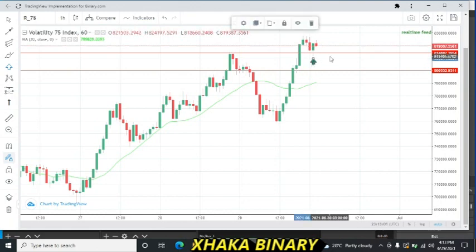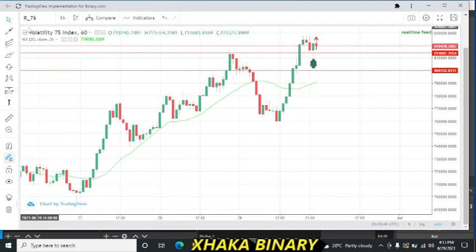Understand? So here now, the engulfing bar has formed already. The engulfing bar has formed here already. All we are waiting for is this loading candlestick we are seeing now to close above this engulfing bar.